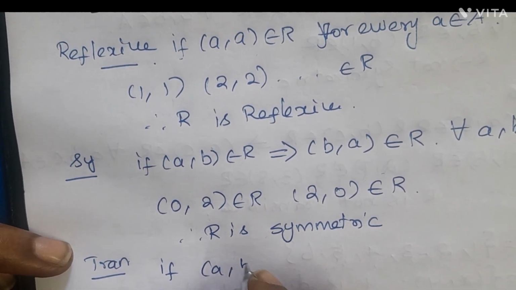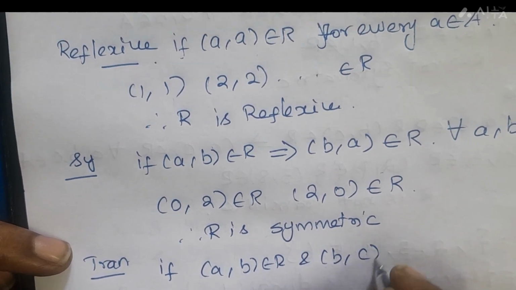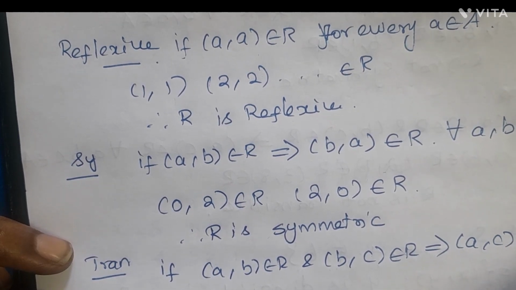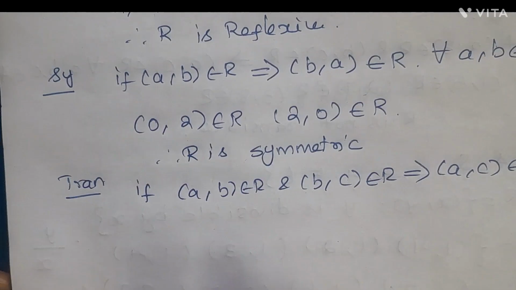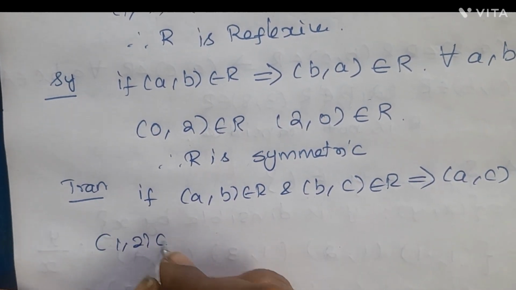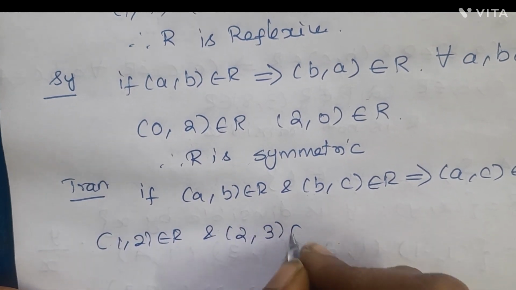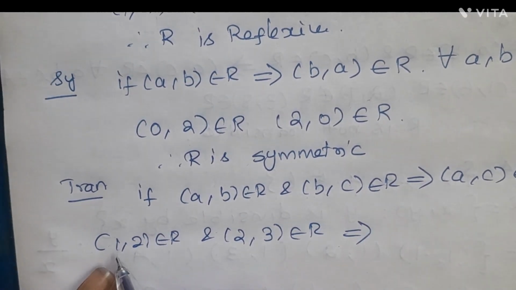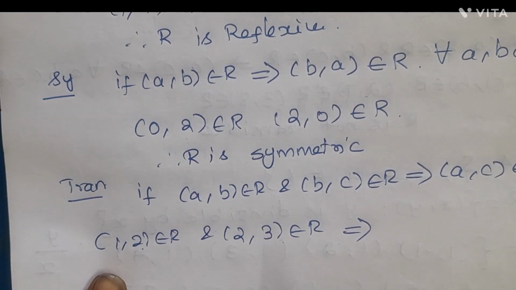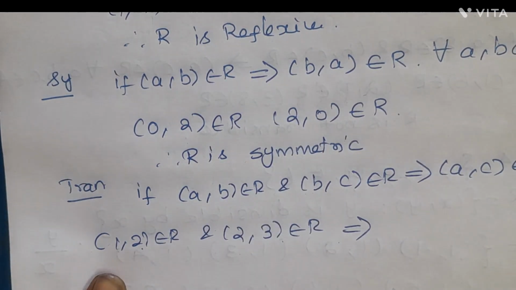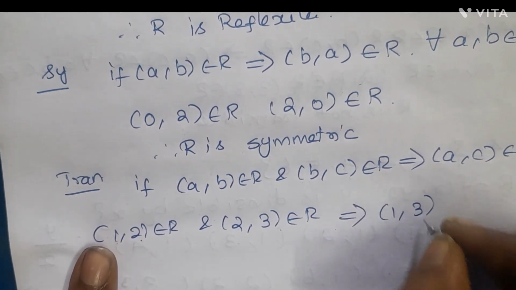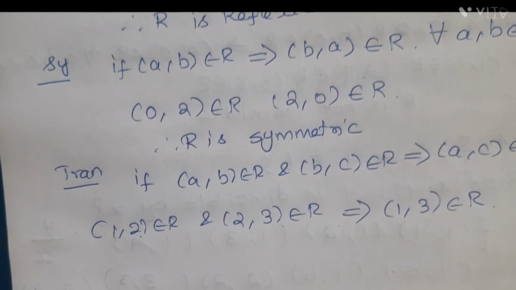Transitive. The condition is (a, b) belongs to capital R and (b, c) belongs to capital R, this implies (a, c) should be present in R for all a, b, c. That is, if we take (1, 2) in R and (2, 3) in R, this implies (1, 2): 1 minus 2 is minus 1, an integer. (2, 3): 2 minus 3 is an integer, present in our relation. So (1, 3). (1, 3) is also present in R.